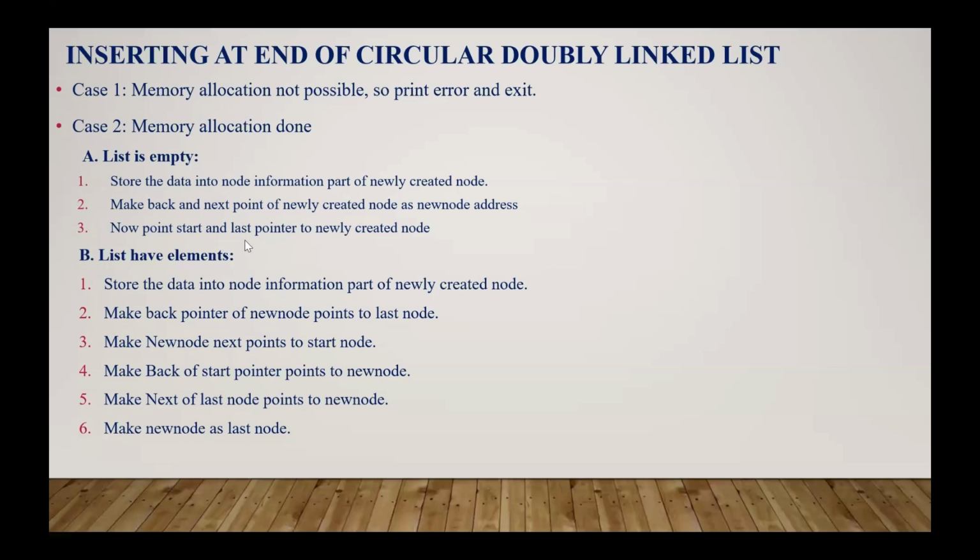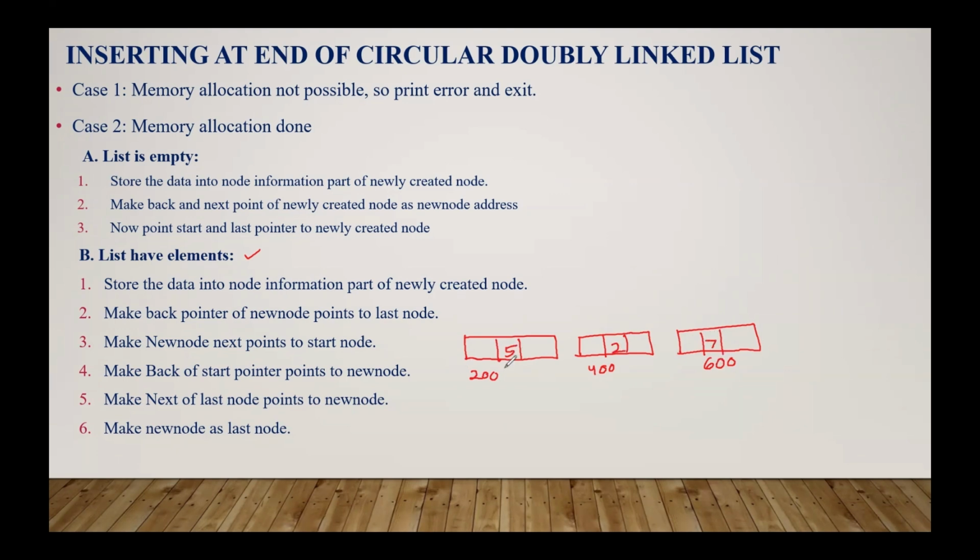Now we have to go to the second case, that is, the list has elements. So if the list has elements, how to insert into the double linked list? Let us draw a double linked list. For example, this is one element, this is another element. Only three elements are present. For example, the addresses are 200, 400, 600. Data stored are 5, 2, 7.